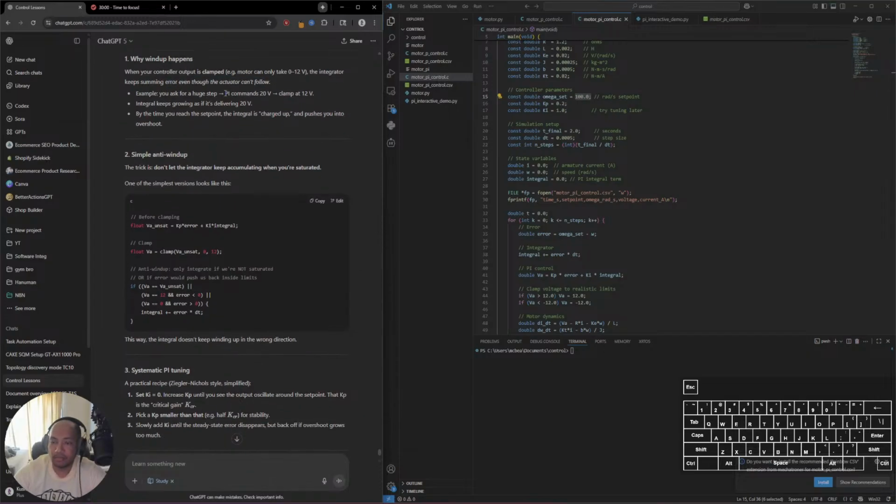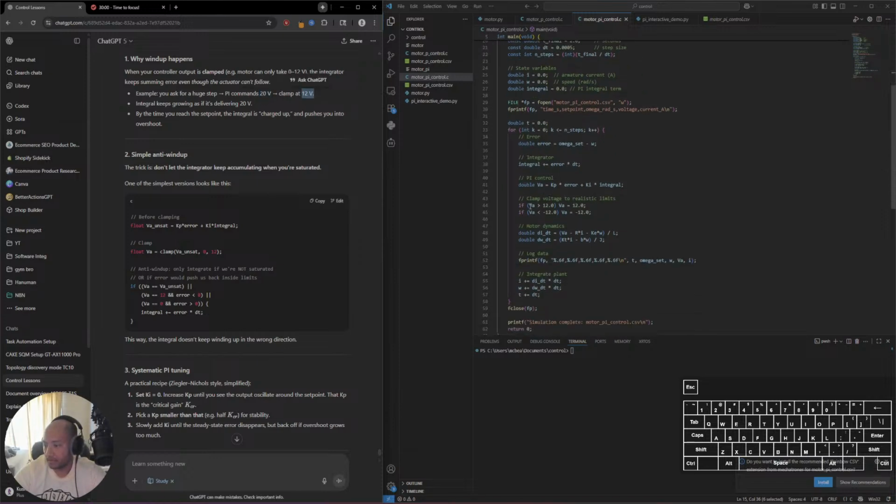You ask for a huge step. PI control commands 20 volts, but I clamped it at 12 here. The integral keeps growing as if it's delivering 20 volts. I see. So somewhere here, even though I've clamped it at 12, the integral will keep growing because I didn't clamp essentially this guy, right? So the integral keeps growing as if it's delivering 20.